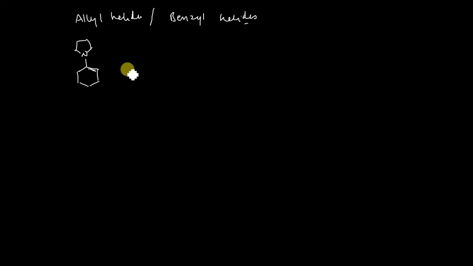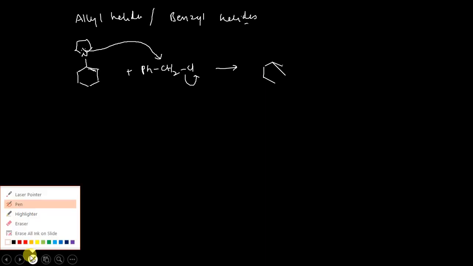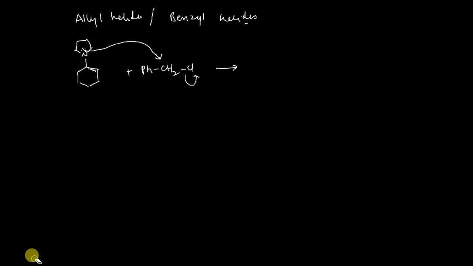To avoid this N alkylation issue, you can use reactive organohalides such as allyl halides or benzyl halides. So you can overcome the problem by using these benzyl halides or allyl halides. What happens in this case: for example, when you take this enamine and treat with benzyl chloride, this reaction first starts with N alkylation, that is, the lone pair of nitrogen acts as a nucleophile and attacks this electrophilic center, and gives you the N alkylated product.